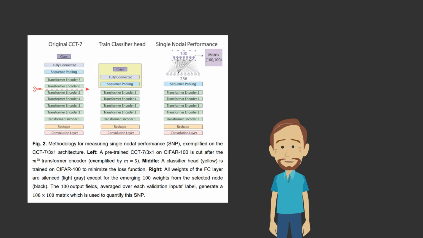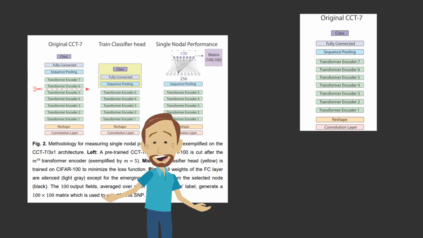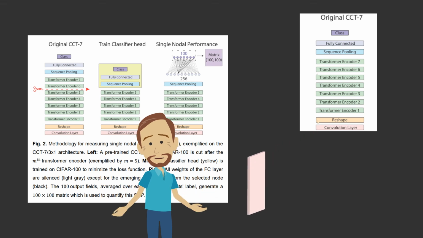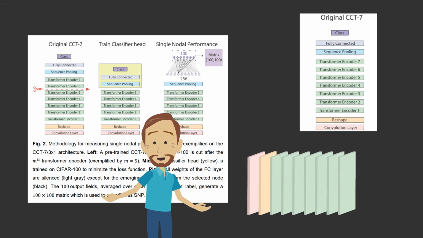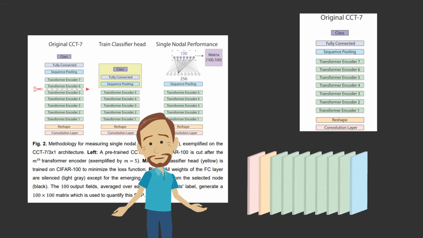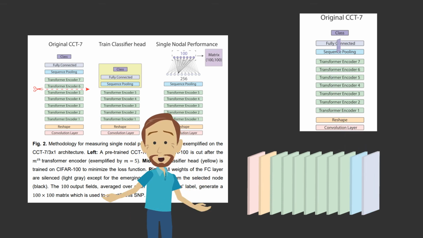We use the compact convolutional transformer architecture, known as CCT, for this research, specifically CCT7, which is comprised of convolutional and reshape layers, 7 transformer encoder blocks, a sequence pooling layer, and a fully connected layer which connects to the class output layer.